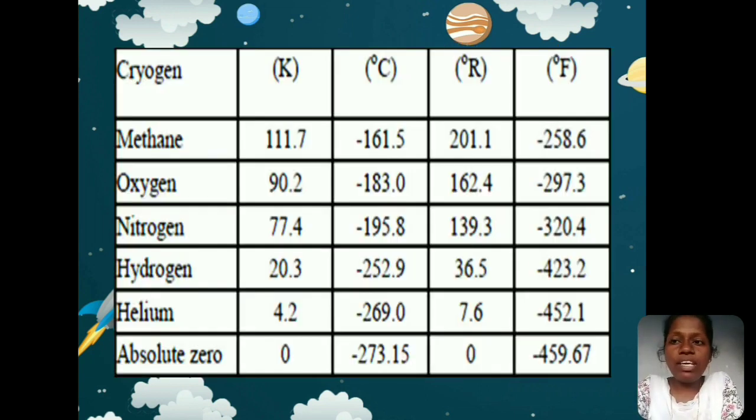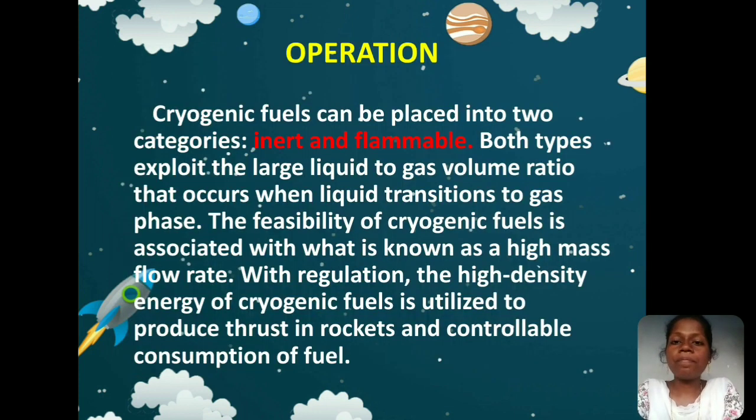If we take methane, under 111.7 Kelvin it becomes a cryogenic liquid. For oxygen, at 90.2 Kelvin it becomes a cryogenic liquid. So under these temperatures, the element changes into a cryogenic liquid.